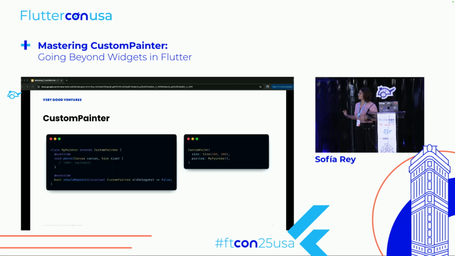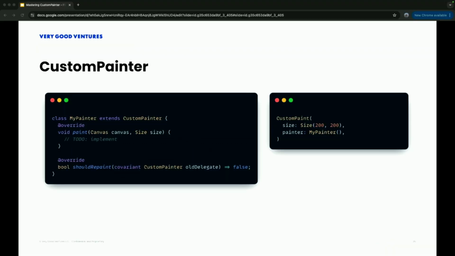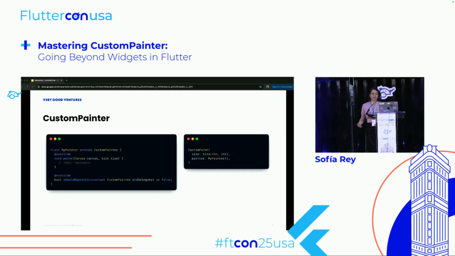Here we can see that we need to create our own custom painter, which needs to extend the class CustomPainter. In this case, it's called MainPainter. When we extend this class, the two mandatory methods we need to implement are the paint and the shouldRepaint methods. And then to use our painter in our widget tree, we need to plug it in using the CustomPaint widget, as I mentioned, by passing the painter as a parameter.